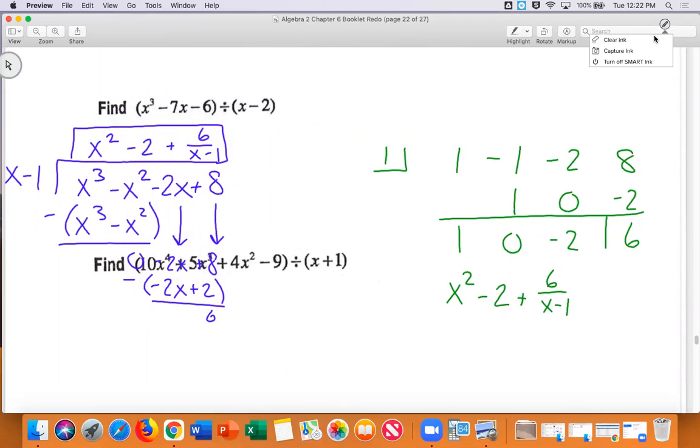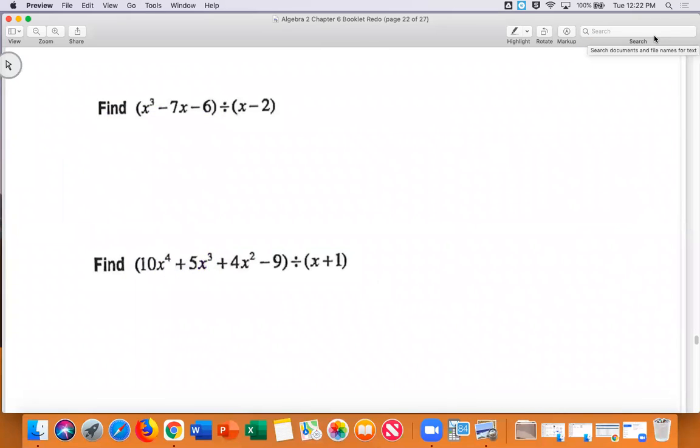Notice the directions on these just say, find this. Hannah, yeah, I'm using synthetic because I can. Leah, is that okay with you? All right, try these two.